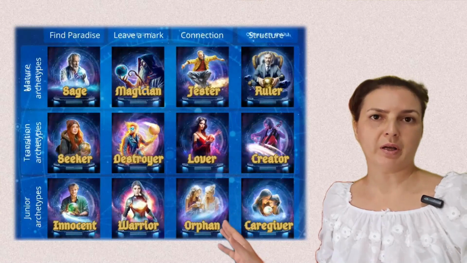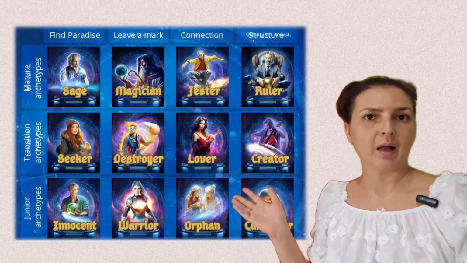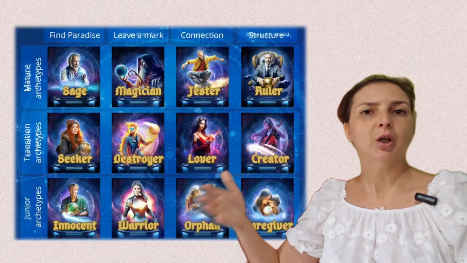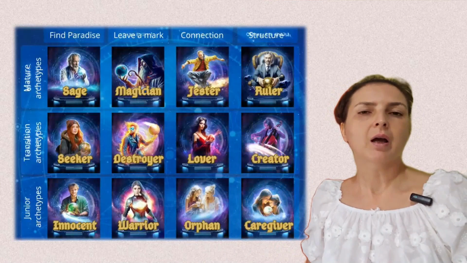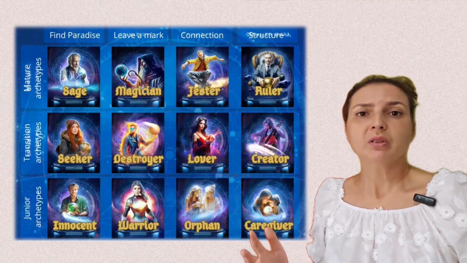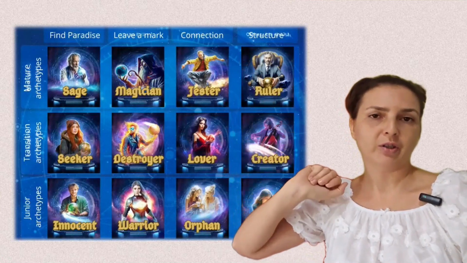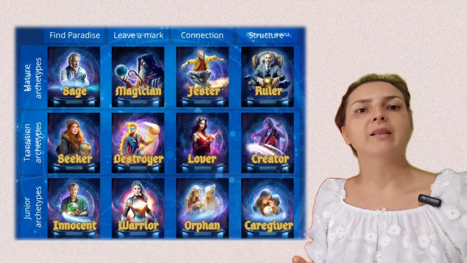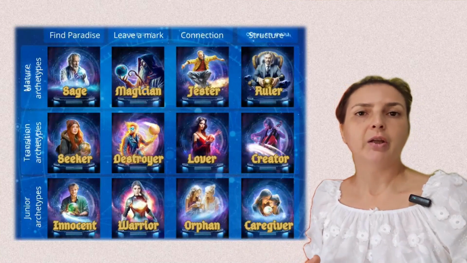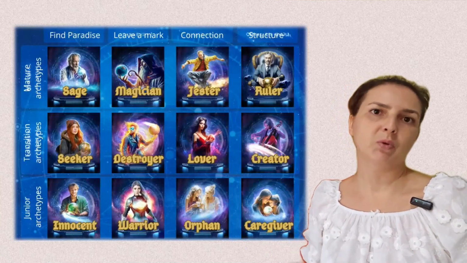The caregiver burns out. There is no one left to care for. So we search for self, and the creator is born. The creator wants to manifest beauty, build new forms, innovate, but eventually the chaos becomes overwhelming. There is no system, no income, no structure, so the ruler enters. The ruler says, let's organize this. They bring systems, strategies, and sustainability. They turn chaos into order. They lead not with ego, but with responsibility.